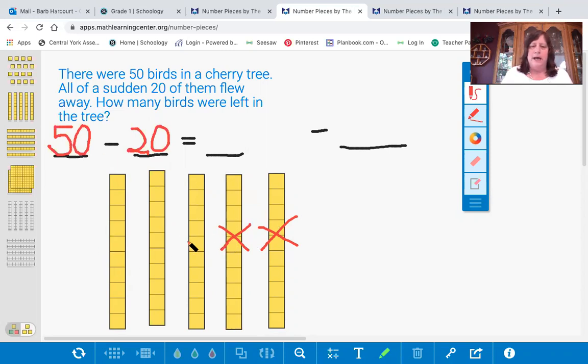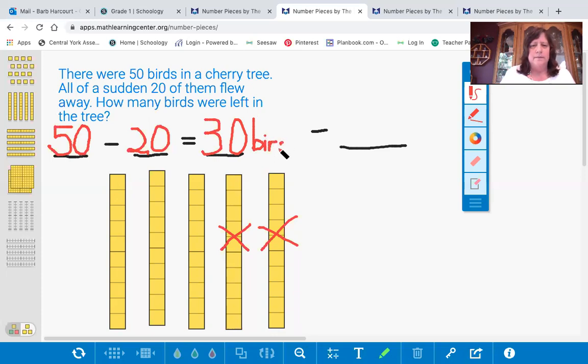How many were not crossed off? 10, 20, 30. 50 minus 20 equals 30. And it is a story problem, so we need to label. It's 50 birds minus 20 birds equals 30 birds. We only have to label our difference, our answer.